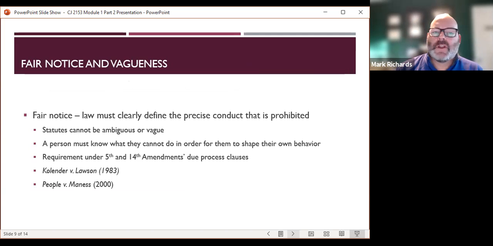Fair notice means the law must clearly define the precise conduct that's prohibited. Statutes can't be ambiguous or vague. A person must know what to do in order to shape their own behavior. This is a requirement under the 5th and 14th Amendments' due process clauses. Legal precedents revolving around fair notice and vagueness were established in Colautti versus Franklin in 1979 and People versus Manis in 2000.